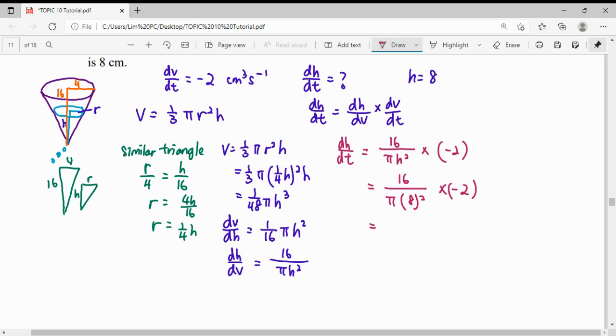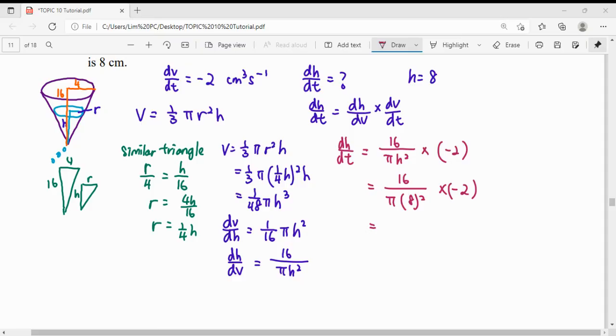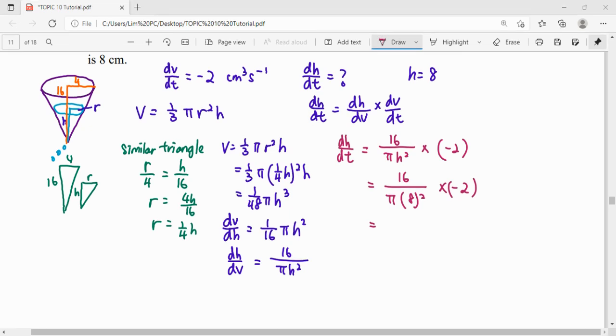Then we calculate using our calculator. This will give us -0.159. The height is in the unit of cm and time is in seconds, so the rate is 0.159 cm per second. We have to express our answer in at least 3 significant figures.